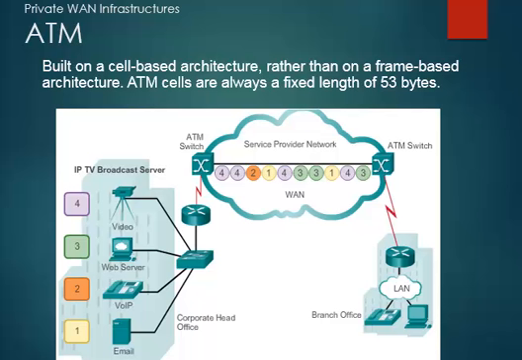ATM offers both PVCs and SVCs, although PVCs are more common with WANs. As with other shared technologies, ATM allows multiple VCs on a single leased line connection to the network edge. In the example of the figure, the ATM switch transmits 4 different traffic flows consisting of video, VoIP, web, and email.